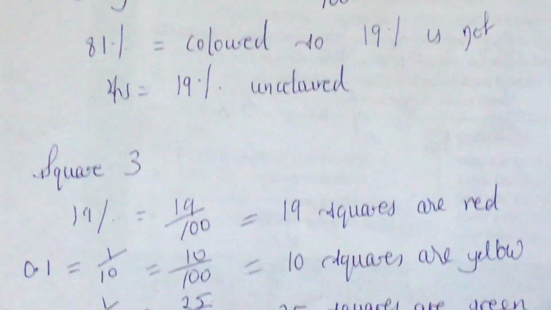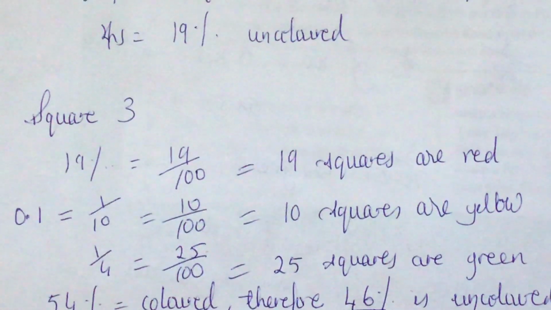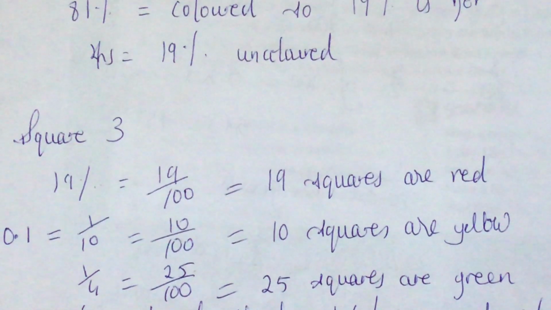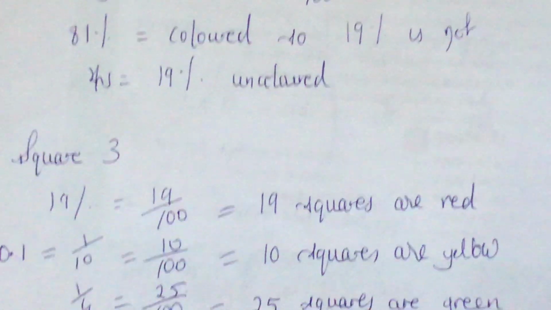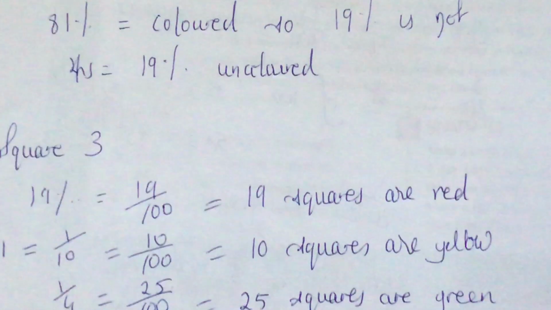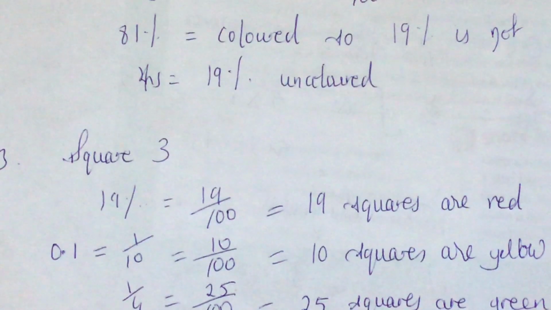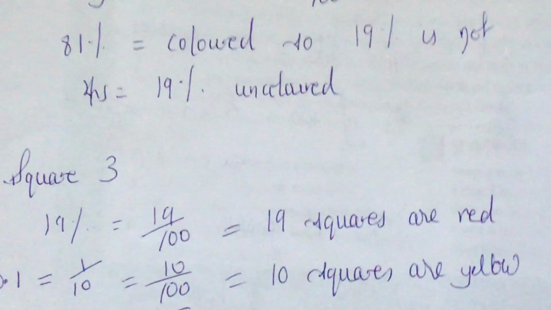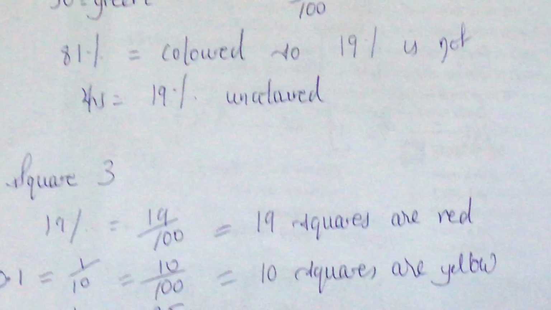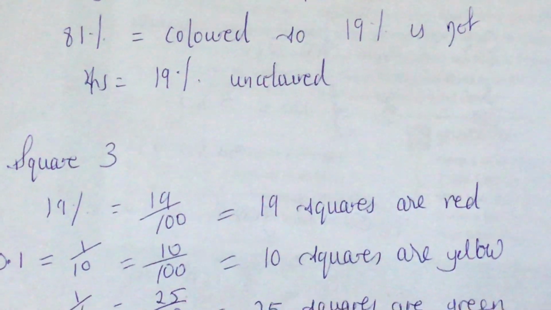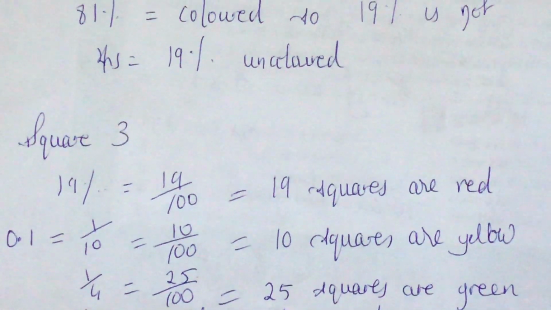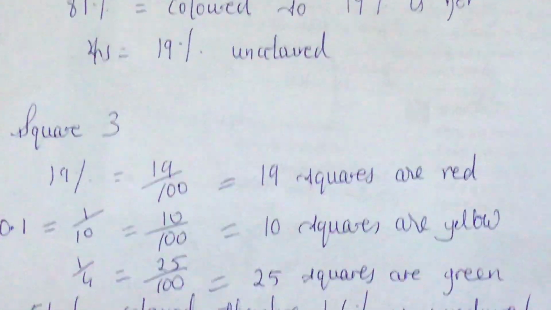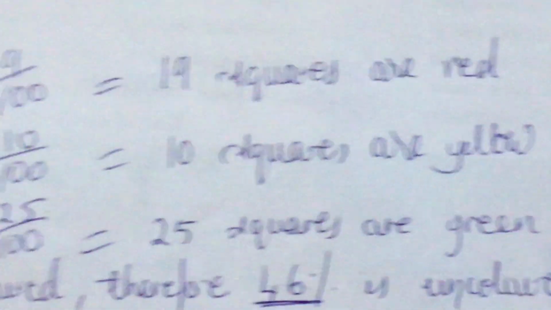Now play this back, guys. I cannot explain this any clearer than what I've done. It's very, very easy once you listen back over it. 19% is 19 out of 100, which is 19 squares that are red. 0.1 is a tenth, and a tenth out of 100 means 10 squares are yellow out of a total of 100. And finally, 1/4 of your 100 squares are green. So that's 1/4 out of a total of 100, which is 25 out of 100. That is 25 squares are green.